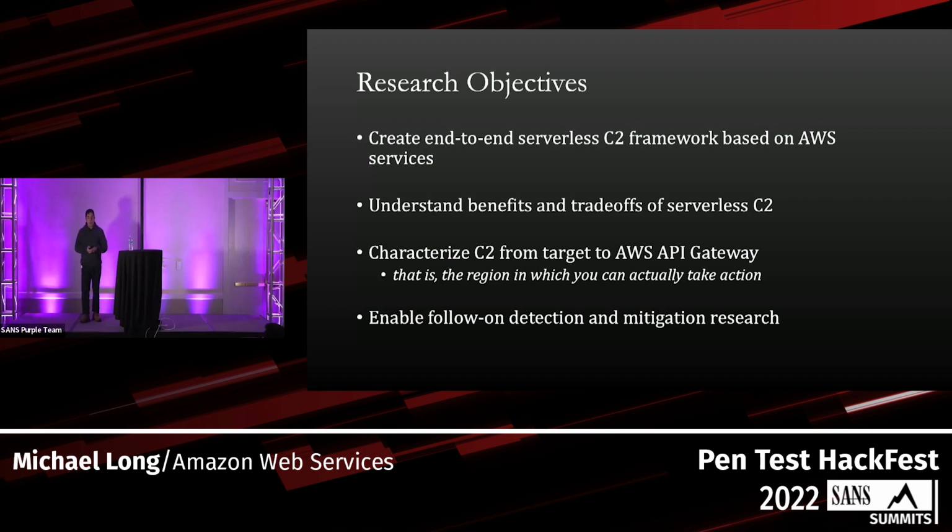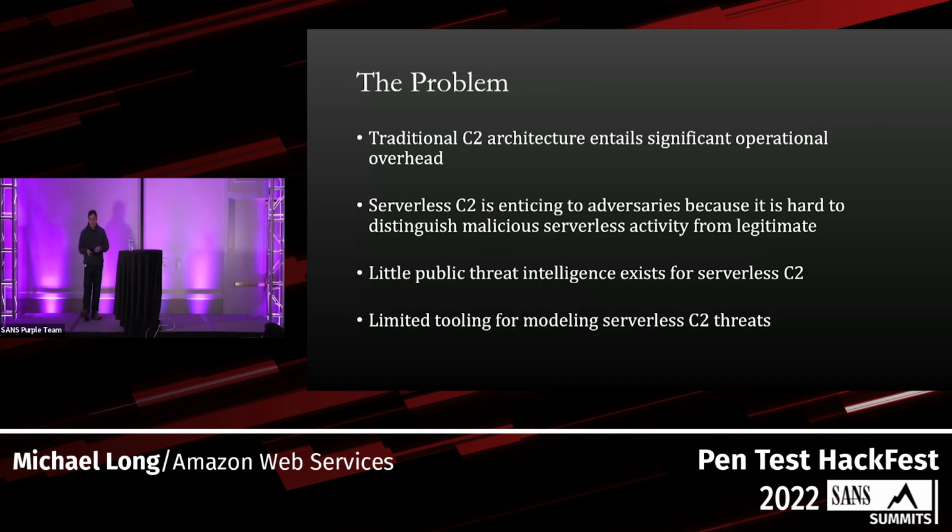After that, I wanted to characterize the C2 activity from a target to AWS API Gateway. And it's okay if you don't fully understand what that is. I've got a slide later on that shows a diagram where exactly that's going to take place. Finally, I wanted to enable follow-on detection and mitigation research so that we can do a better job at trying to detect this threat in the wild.